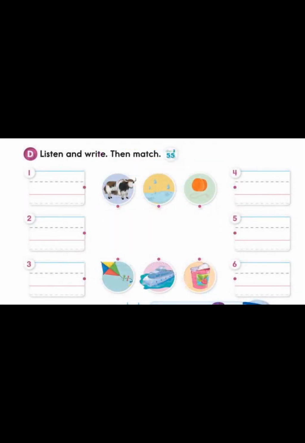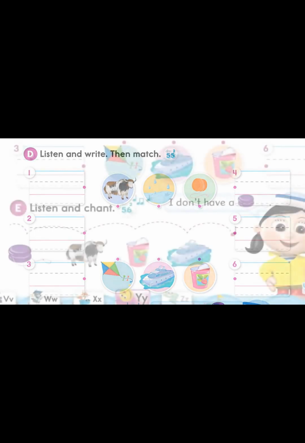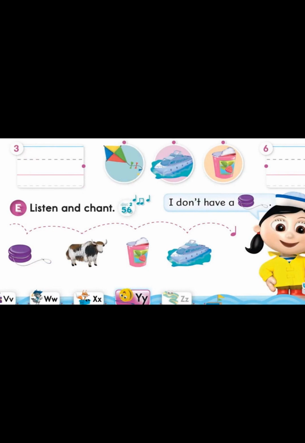Page 79. D. Listen and write. Then match. 1. Kite. 2. Yogurt. 3. Water. 4. Yak. 5. Yacht. 6. Yo-yo.